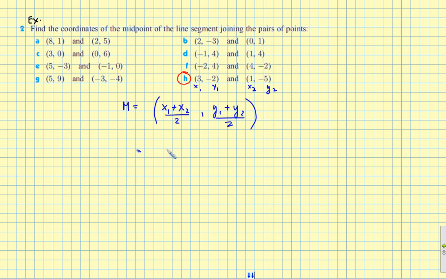I'll start with my x coordinates first: 3 plus 1 divided by 2. Then my y coordinate would be -2 plus -5, which makes it -2 minus 5 over 2. In simplification, it becomes 4 over 2 and negative 7 over 2. Negative 7 over 2 is the same thing as negative 3.5. So the actual midpoint is (2, -3.5).